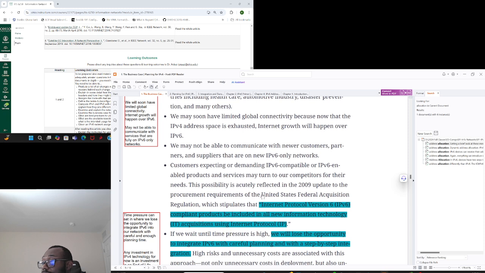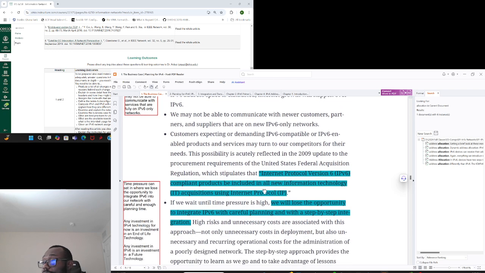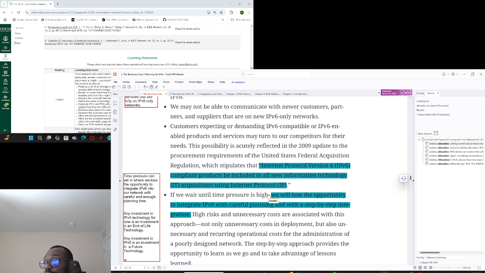So Internet Protocol version 6 compliant products must be included in all information technology. That is something that the United States Federal Acquisition Regulation talked about. So it becomes an enlightenment for us to make sure that the devices that we are deploying do support IPv6. And then we will not lose the opportunity to deploy IPv6 with careful planning and step-by-step integration. That still boils down to making sure that we do not deploy IPv6 under time pressure.